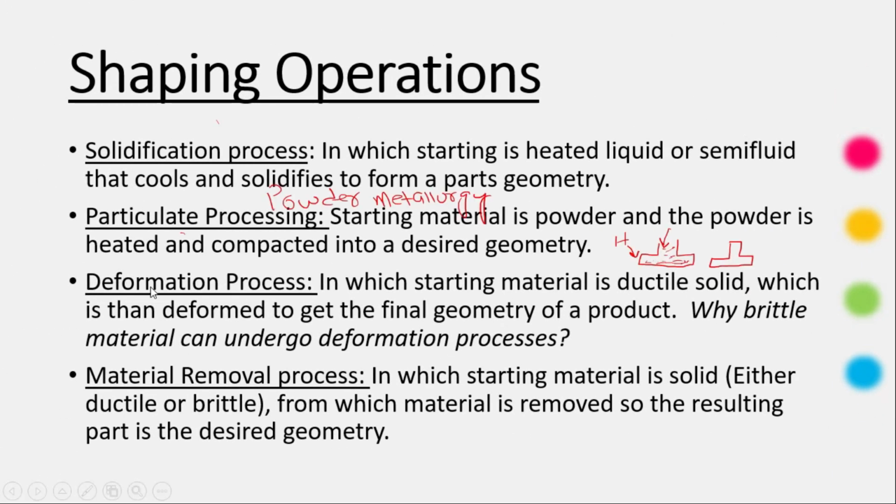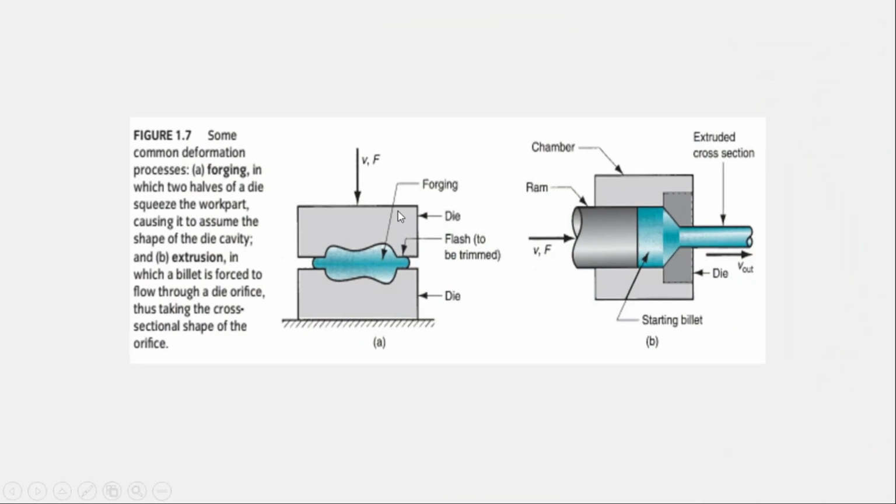The third one is a deformation process, in which the starting material is a ductile solid which is then deformed to get the final geometry of the product. And how do we do it? Let's suppose we have the starting material, a ductile material. We apply forces until it achieves the desired shape. Like in the case here, a metallic block was placed here, then we apply a huge amount of force from this side until that material squeezes out of this opening to achieve this hollow pipe geometry, or in this case, of punching.